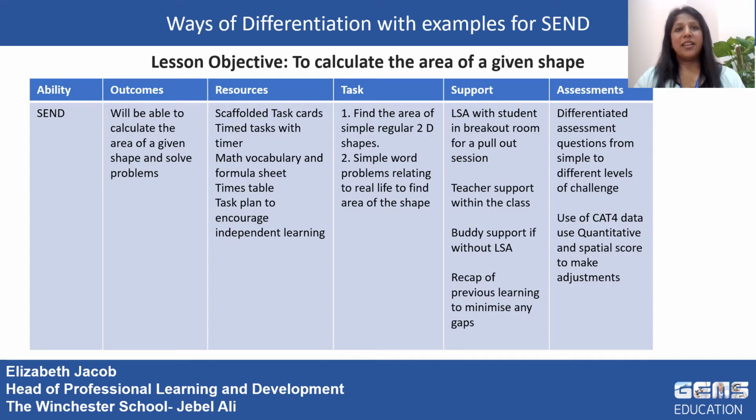The next 10 slides give you examples of how outcomes, resources, tasks, support, and assessment are differentiated for the different groups of learners. The samples provided are from a Year 5 maths lesson on calculating the area of a shape. You will find samples of tasks given for each ability along with a challenge task. Look at the differences and note how the outcome and tasks vary in degrees of difficulty as per the need of the learner. The resources and the support too vary for each group of learners.